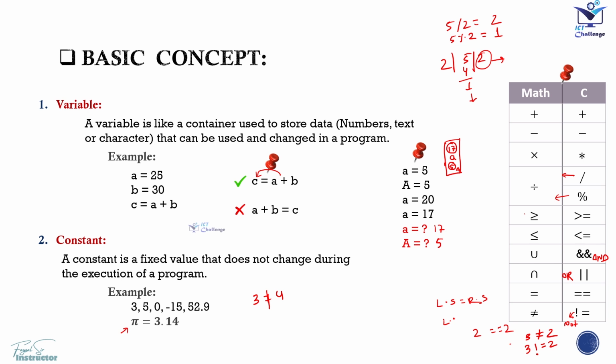So this is the main basic difference between mathematics and C programming. Maybe you understand it perfectly, and this is a very important part. Without this part you can't program. So if you want to learn programming perfectly, then you have to learn these operators.